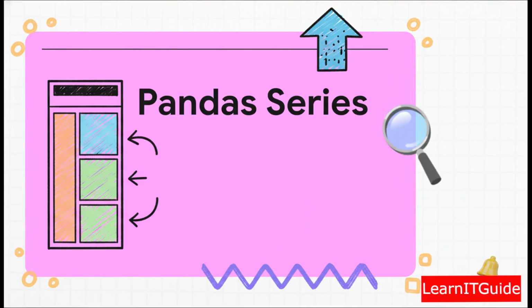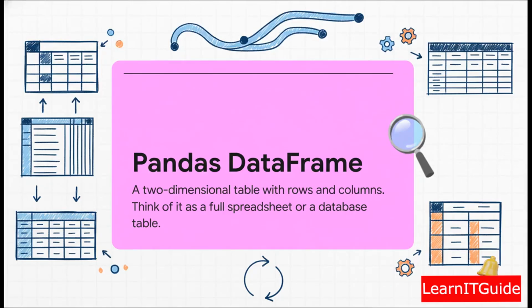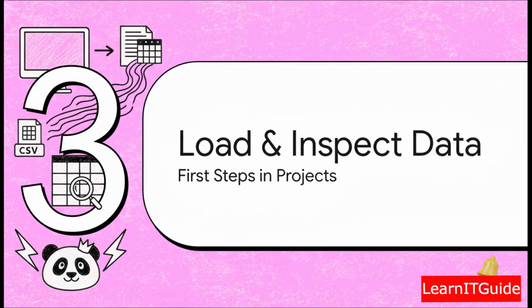That's it. You've got your data, and next to it, you have an index, kind of like the row numbers, to keep track of everything. And now for the main event, the data frame. If a series is one column, a data frame is the whole spreadsheet, the entire table, with all your rows and columns. Seriously, you're going to be working with data frames 95% of the time, so this is the one to remember. Okay, moving on to section 3, loading and inspecting data.